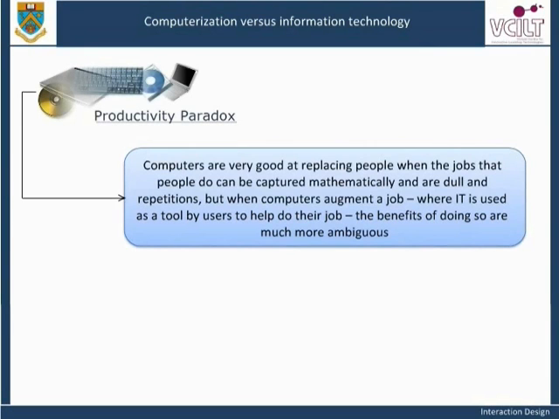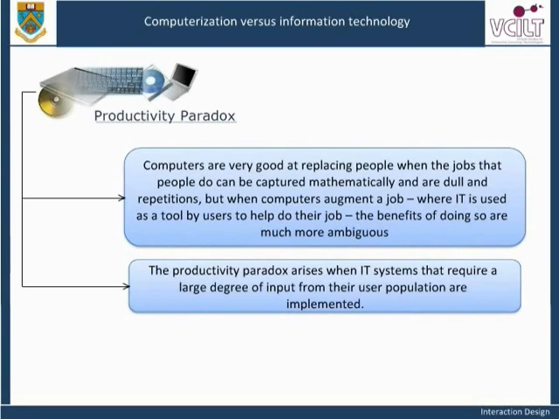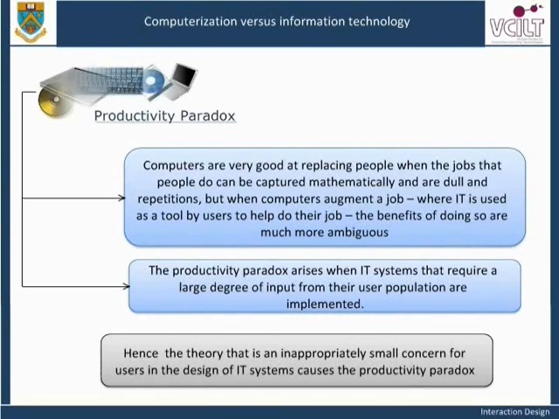Computers are very good at replacing people when the jobs that people do can be captured mathematically and are dull and repetitious, but when computers augment a job, where IT is used as a tool by users to help do their job, the benefits of doing so are much more ambiguous. The productivity paradox arises when IT systems that require a large degree of input from their user population are implemented. Hence, the theory that it is an inappropriately small concern for users in the design of IT systems causes the productivity paradox. We will return to this later.